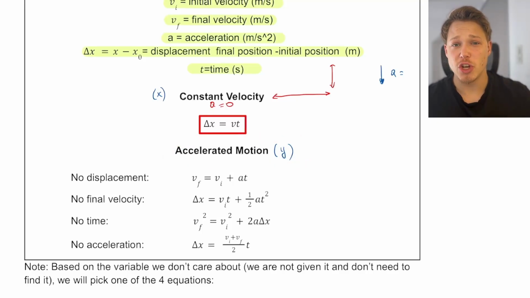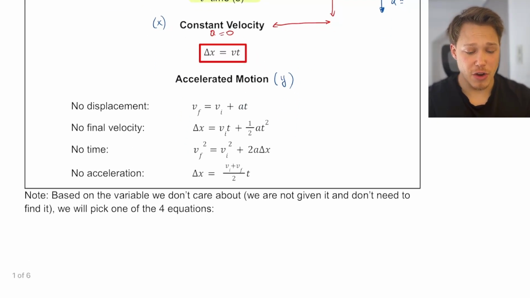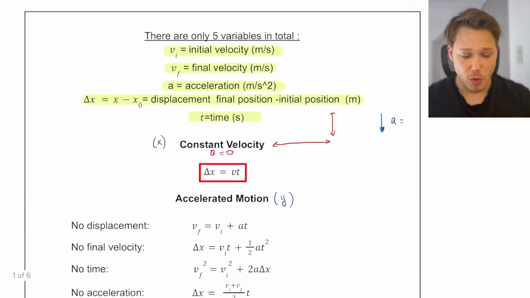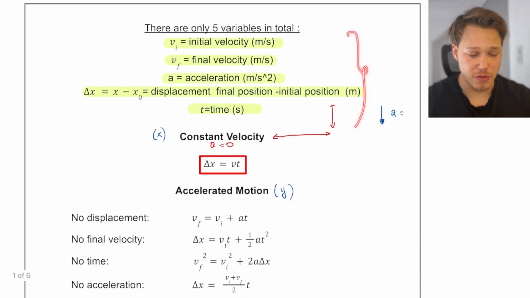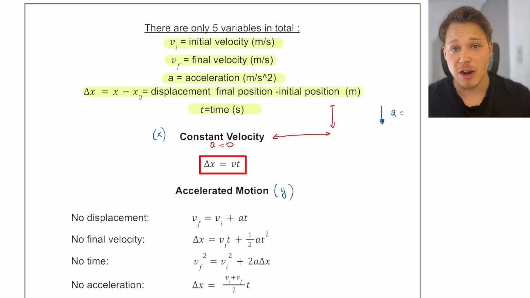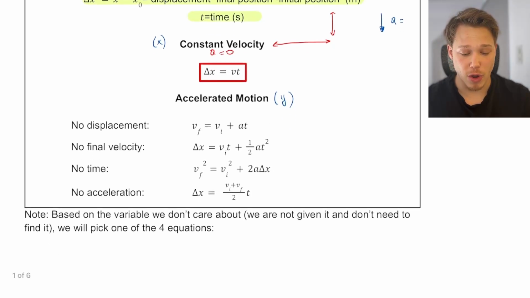And how do we know which equation to pick? So the method is very straightforward. These 4 equations are just different ways to arrange these 5 variables here. So based on the variable we don't care about, we'll pick one of the equations. For example, if displacement is a variable that you're not given and you don't need to find it, so we call it a variable you don't care about, you'll pick the first equation. If a variable you don't care about is the final velocity, you'll pick the second equation. If it's the time, we'll pick the third, and if the acceleration, then we'll pick the fourth.